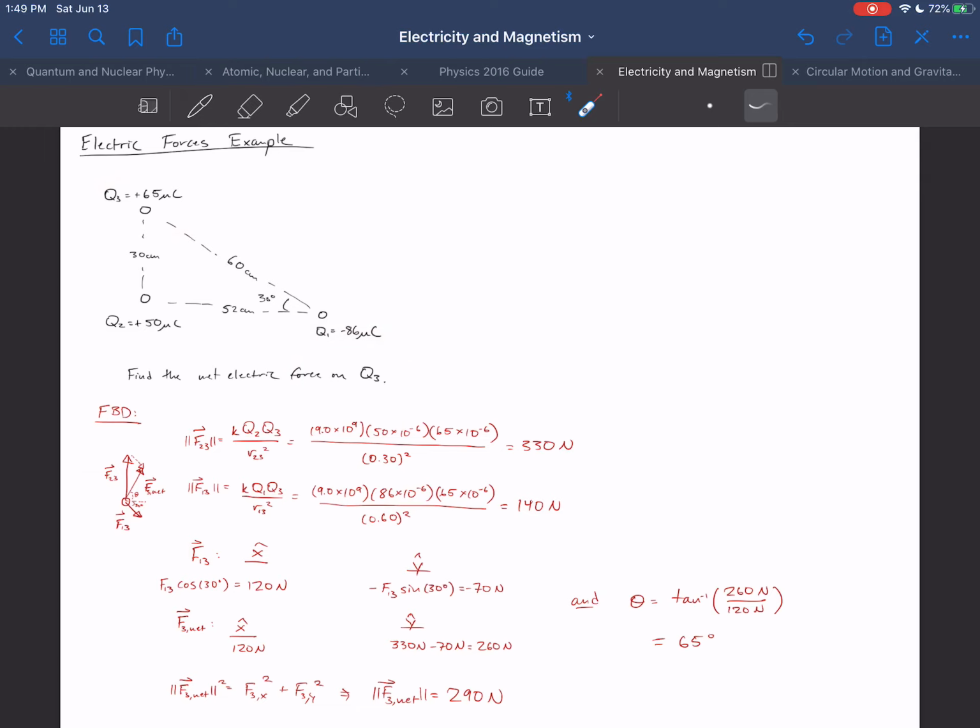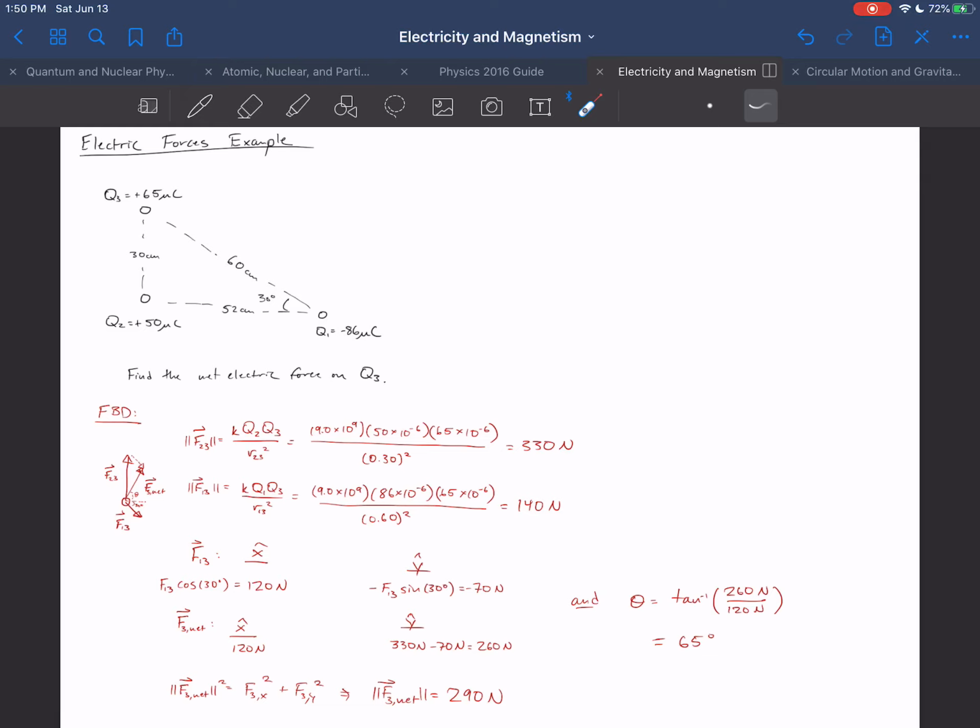Here's Q3. Q3 is plus 65 microcoulombs, and Q3 is going to feel a force both from Q2 and from Q1. Let's consider the direction of that force. Q3 is going to feel a repulsive force from Q2 because they're both positive. That is upwards. That is symbolized by F by 2 on 3. Q3 will also feel an attractive force down and to the right due to Q1. That is symbolized here as F by 1 on 3.